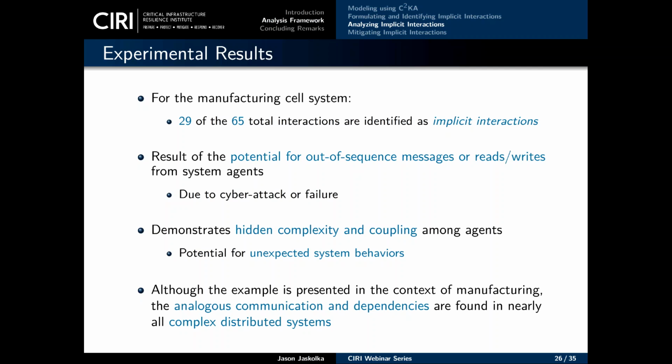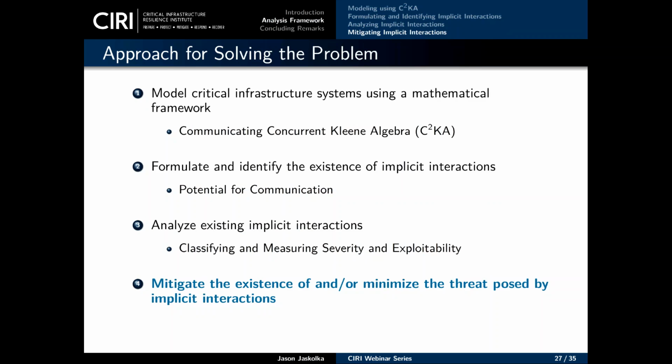So the last thing we want to do is, now that we've identified that these implicit interactions exist, and we know that some of them are obviously more severe or more exploitable than others, how can we start to mitigate the existence of, or at least minimize the threat posed by these implicit interactions? And this comes in the form of preemptive solutions and reactive solutions.